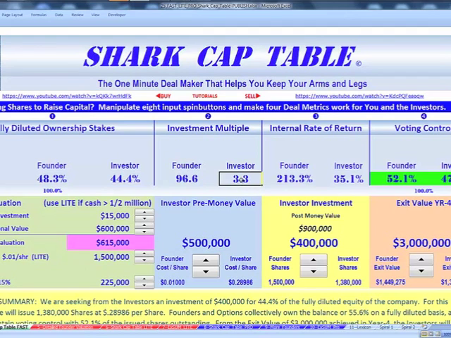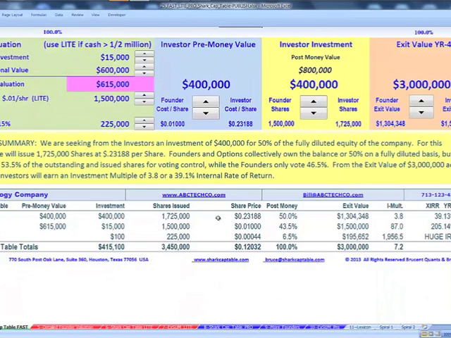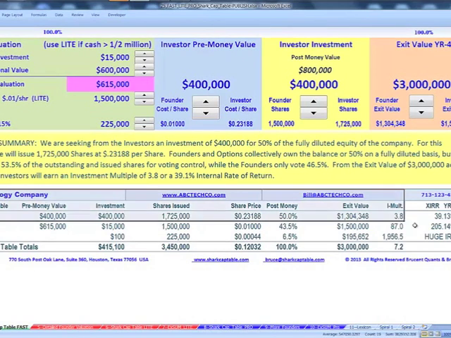Let's see if the investment multiple is any good for the investor. And the interest, not so great. 35% rate of return, again, not so great. If I were the investor and I saw these returns, I'd come down here and try something like a $400,000 valuation. You can see why we use these spinners, because now we've generated a 39.1 and a 3.8, a little bit better.